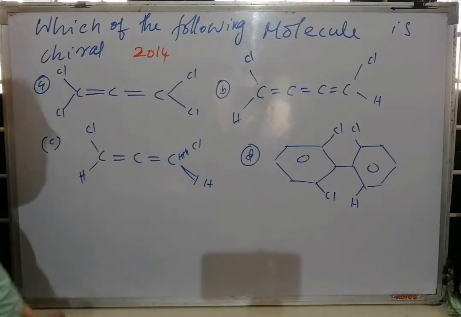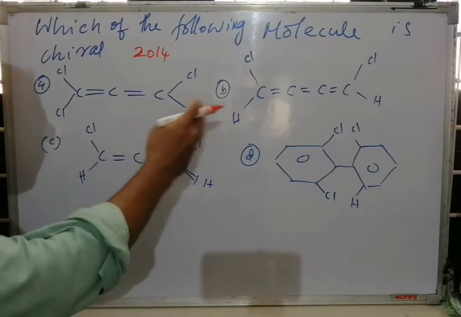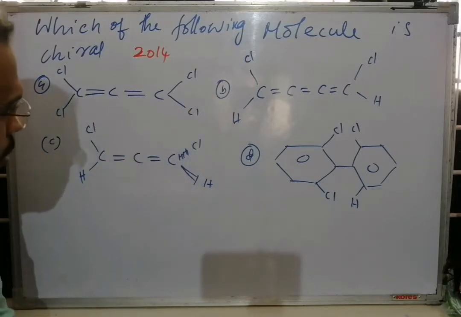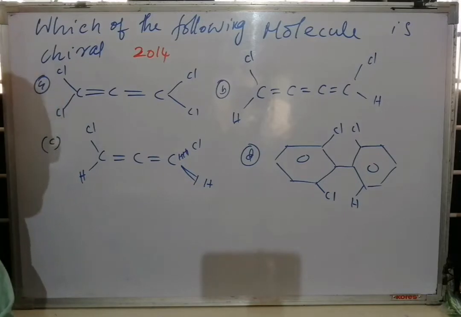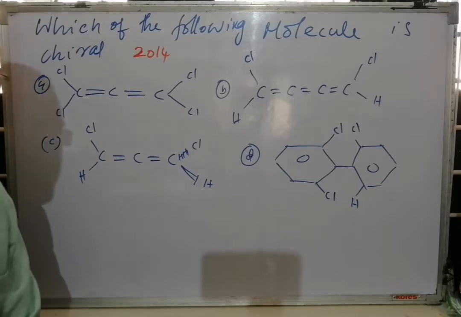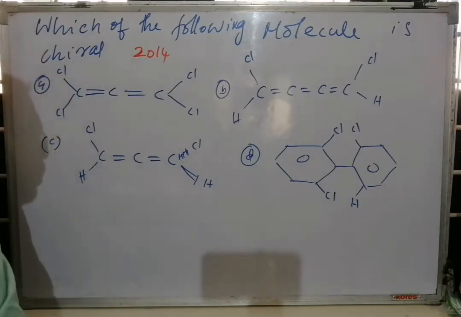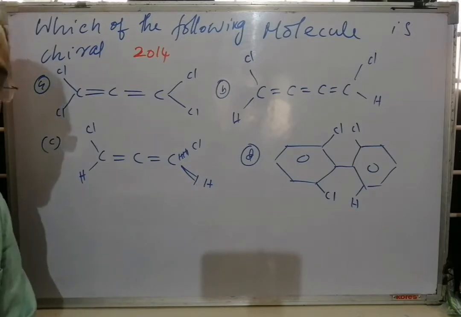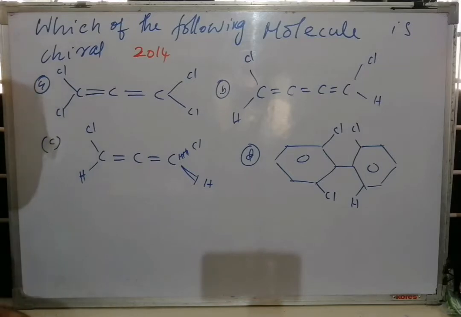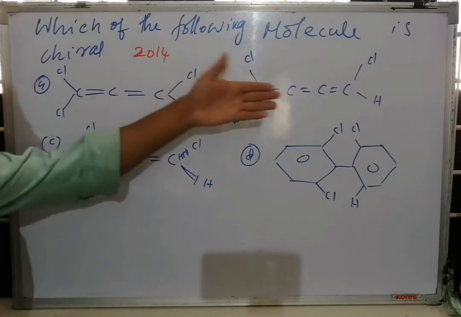Look at this question. Which of the following molecules is chiral? You have been given options A, B, C, D and you have to find out the answer. This question comes from your topic, optical activity due to special types of molecules which do not contain normal chiral carbon atoms. This is called cumulative double bond.